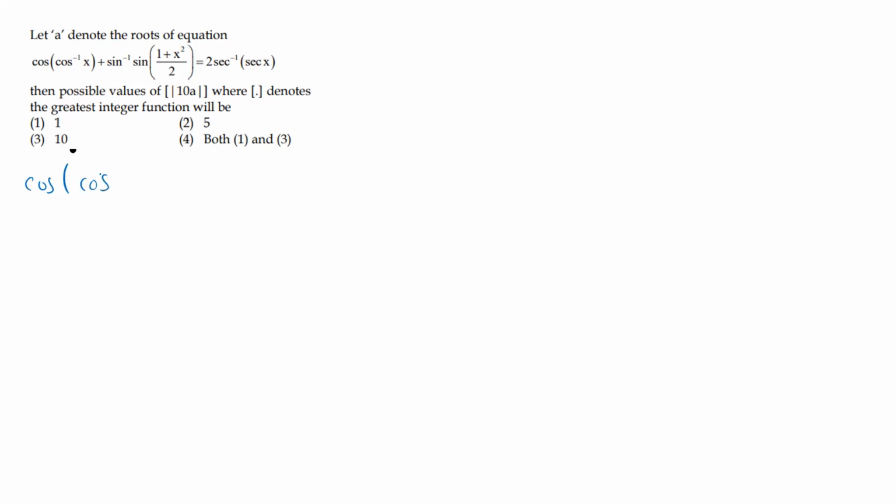The function is given: cos of cos inverse x plus sin inverse of 1 plus x square by 2, both conditions, is equal to 2 secant inverse of secant x. For example, if we take the common interval from -1 to 1, it will break here. That's why I'm taking conditions over here. First I'm taking from -1 to 0. It holds from -1 to 0, and then you will check for 0 to 1 also.